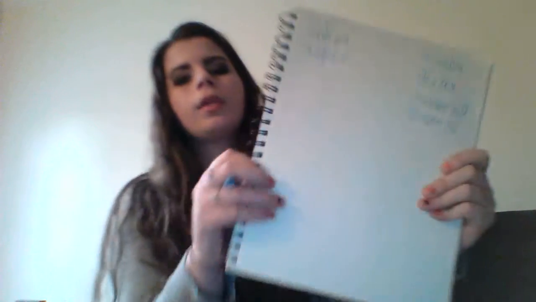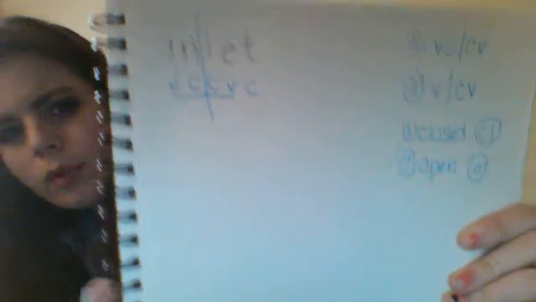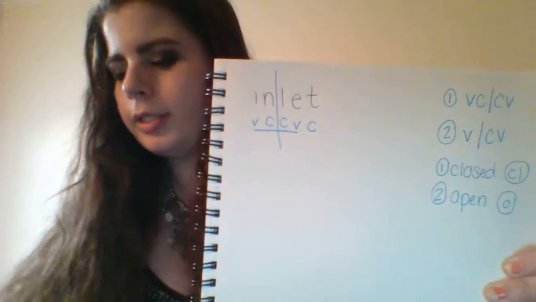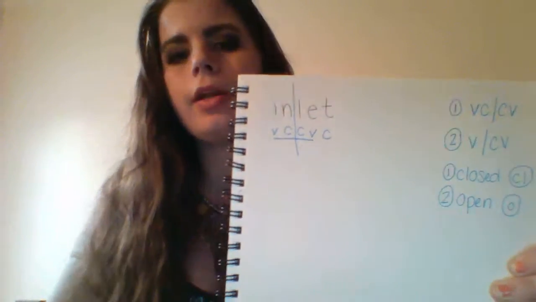Our next step is to label our syllables. So far, we have only learned 2 types of syllable labels, open and closed. We know that we write closed with a CL in a circle, and we write open with an O in a circle, as over here. So when we look at our word, we're going to look to see if it ends with a consonant or a vowel.